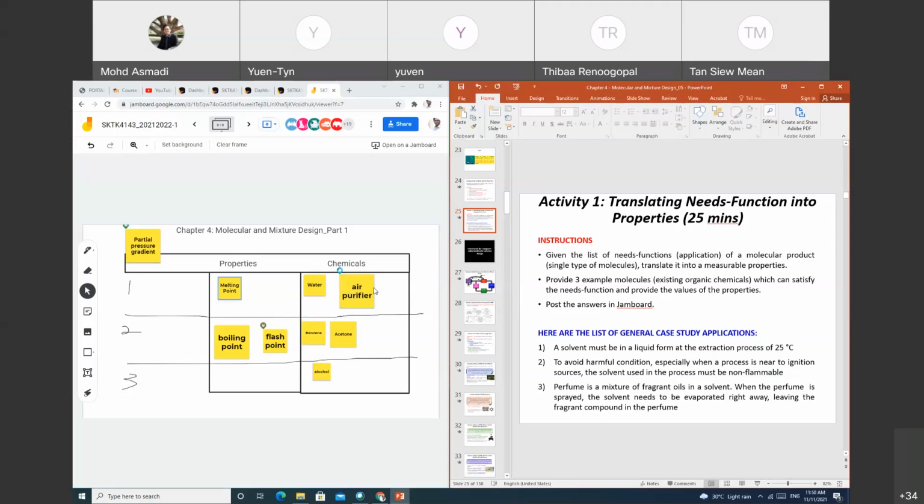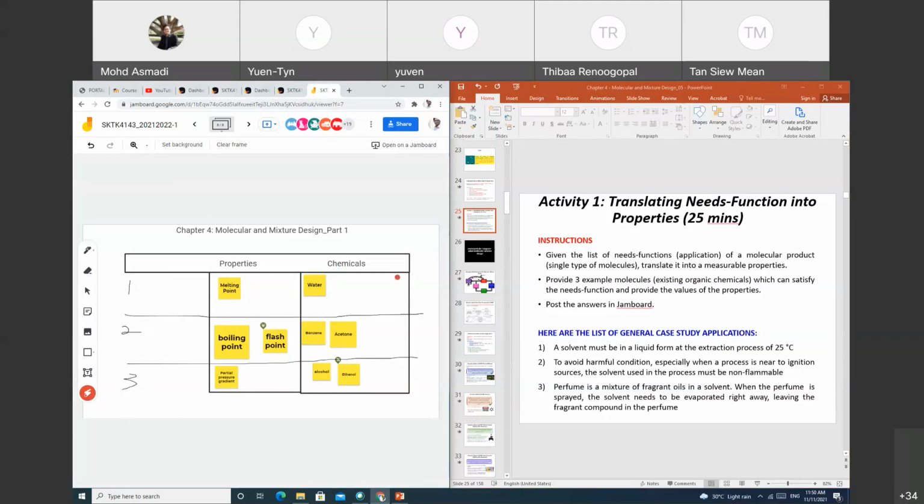Air purifier. Why air purifier? It should be chemicals. Okay, air purifier is already the product. Remove, partial pressure gradient. Wow, partial pressure. Alcohol, ethanol. Okay, it should generally be related to the melting point, boiling point. Boiling point for number three. Chemical: alcohol, ethanol. Yes, that is correct. Acetone. Okay, good.